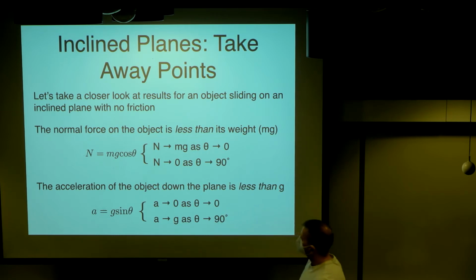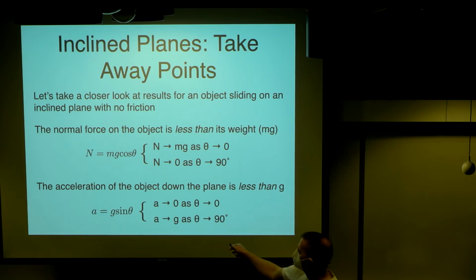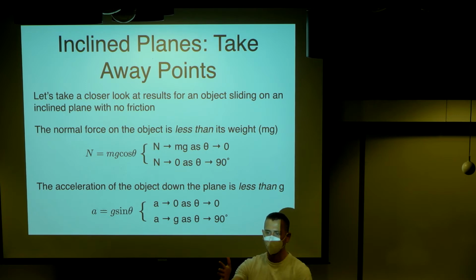All right, but let's take the other extreme. Theta goes to 90 degrees. In that case, what is the cosine of 90 degrees? Cosine of 90. 0. That's 0. So your normal force goes to 0. Does that make sense? So 90 degrees means we have a completely vertical incline like this.